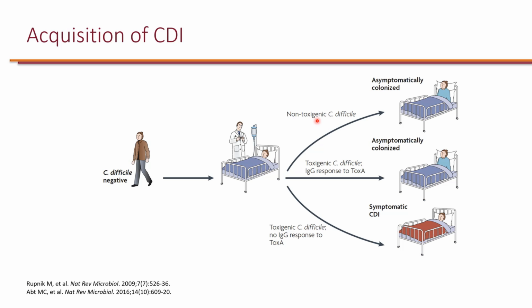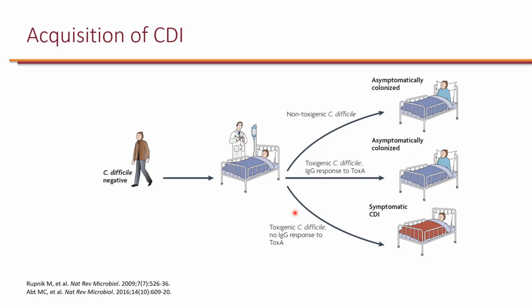difficile. And of course, because this is non-toxigenic, this patient will not have symptoms. So this will be an asymptomatic colonizer. Another thing that can happen is that someone can be exposed to toxigenic variant of C. diff, and their immune system can actually mount an immunoglobulin G response to the toxin A. And because this immunoglobulin will actually neutralize the toxin, this patient also will not have symptoms. So this patient will be an asymptomatic colonizer.